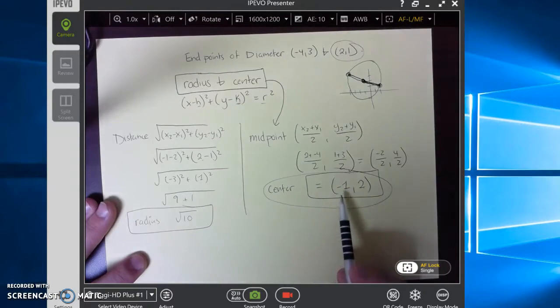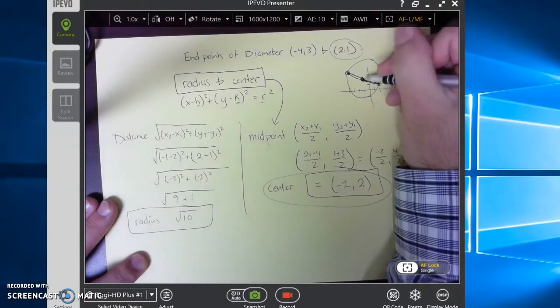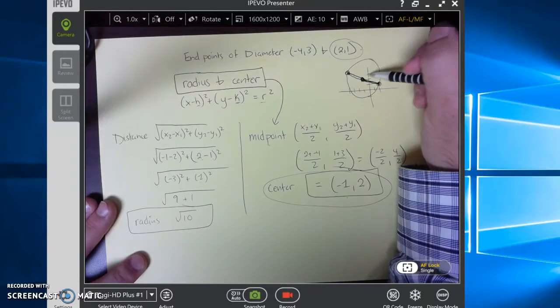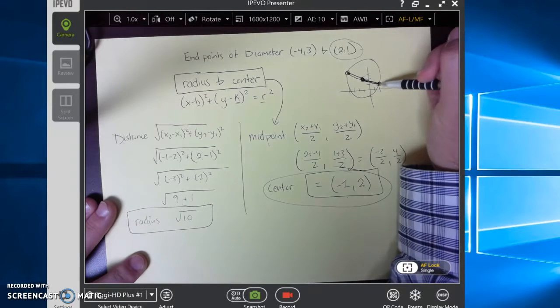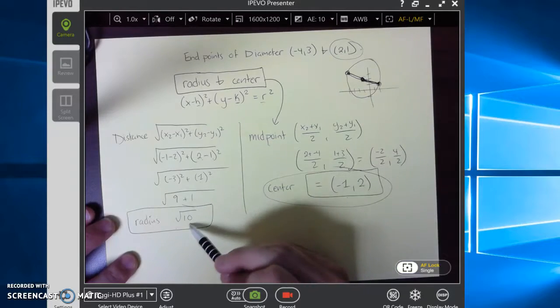So my center was (negative 1, 2), which gave me this point right here. And then I found the distance between that point and the endpoint, and that distance gives me the radius.